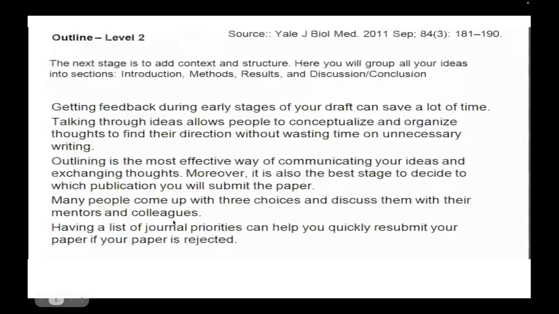And you also have to choose the journals, as I already told you. Don't choose just one journal; choose 2, 3, or 4 journals. First I will submit to this one. If it is not accepted by the first, you now have the list ready.